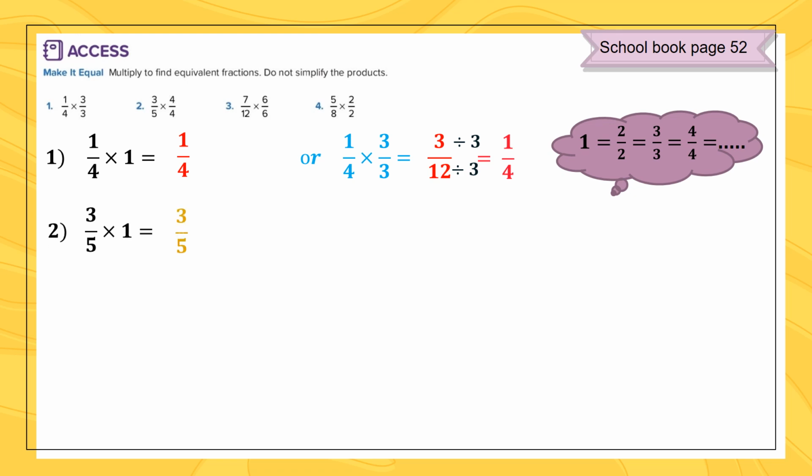Number 3, 7 over 12 times 6 over 6. 6 over 6 equals 1. So the answer will be 7 over 12, because 7 over 12 times 1 equals 7 over 12. Also number 4, 5 over 8 times 1 equals 5 over 8.